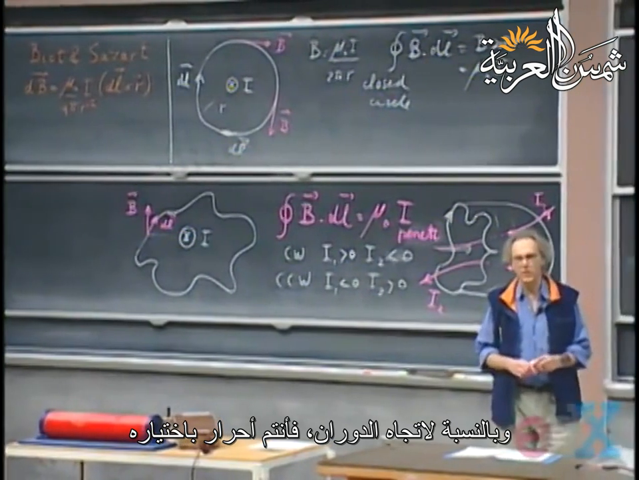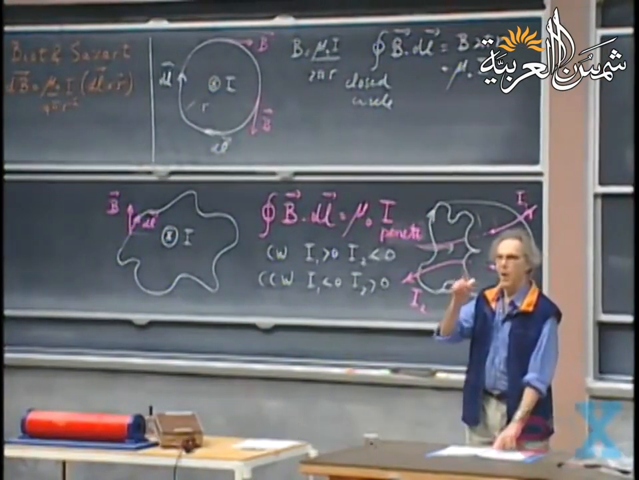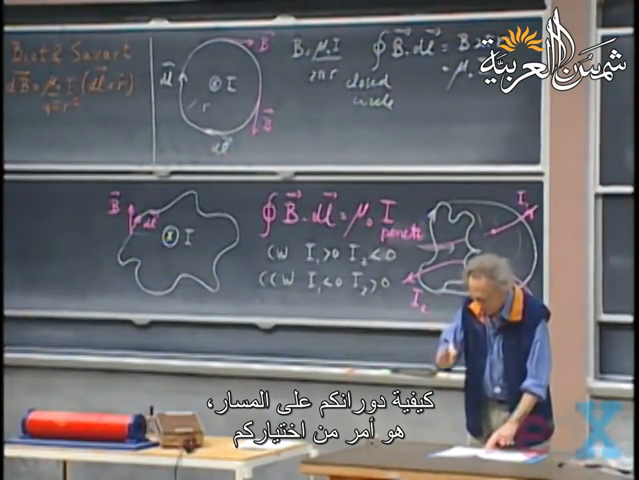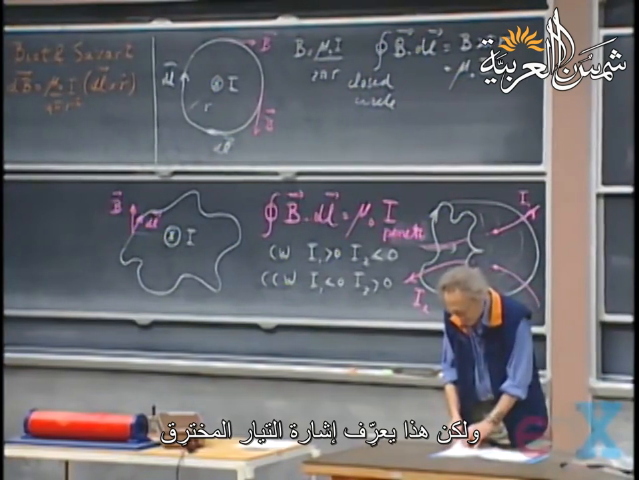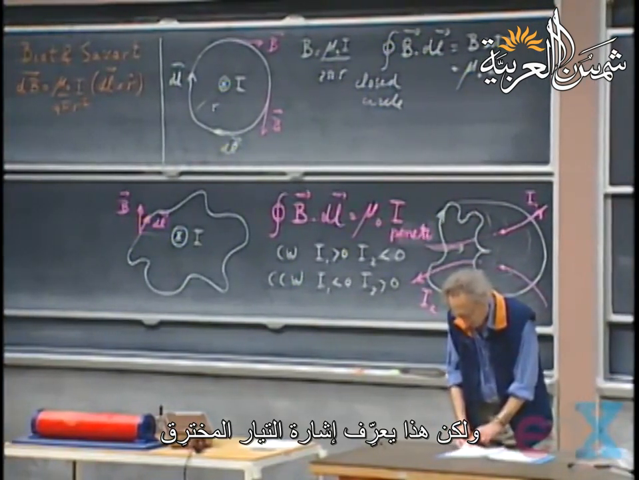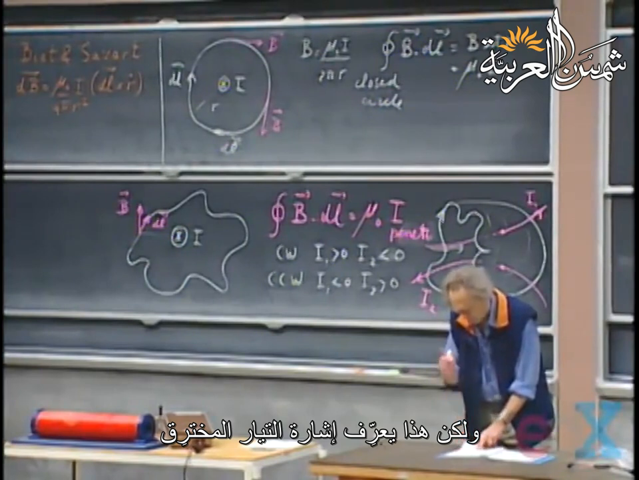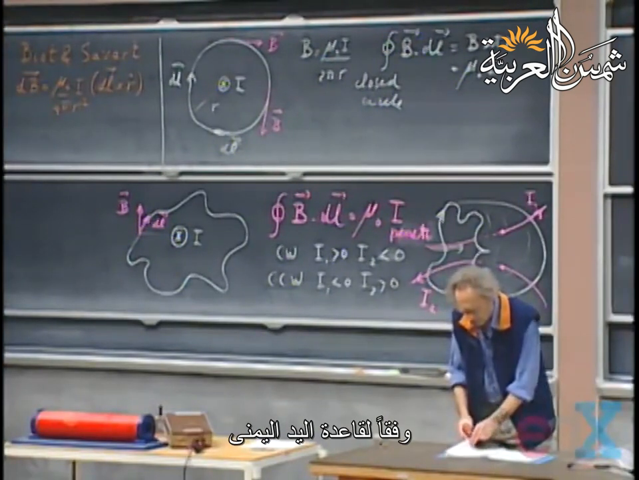And the direction of rotation is free to you. How you go around the path, it's your choice. But that defines then the sign of the penetrating current, according to the right-hand corkscrew.